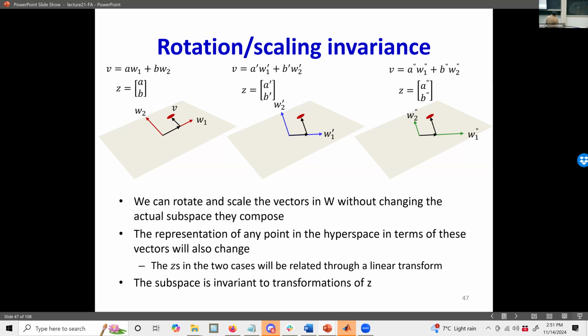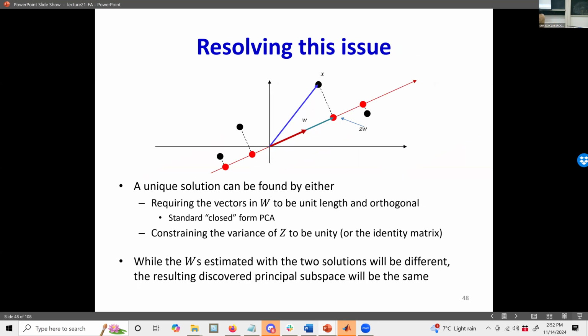So the solution is not unique because WZ equals WA times A inverse Z, right? So you could end up with these as my bases and these as my coordinates. And that's where your standard formulation for PCA came in. Although you have all of these possibilities, you want a unique answer. And so for PCA, one of the two things we did was to say that we want the vectors in W to be orthogonal to one another. And the moment you say the vectors in W must be orthogonal to one another, you get only one of the many possible solutions, and you get a unique solution.